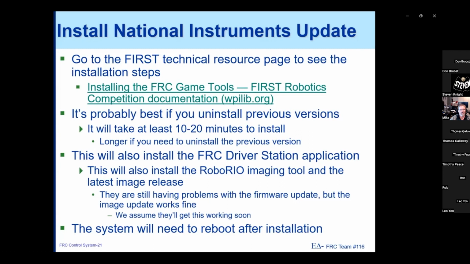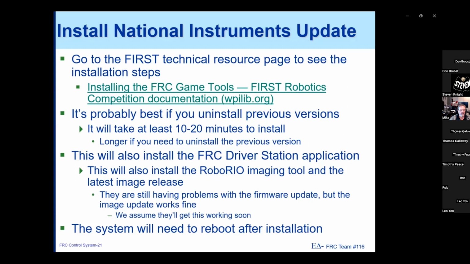And then it's probably best if you uninstall any previous versions. Let's say you have an old laptop from last year. You'll want to uninstall the old National Instruments code first, and then install the new code. This will typically take anywhere from 10 to 20 minutes to install, depending on whether you have solid state drives or rotational drives. And it could potentially, of course, take longer if you have to uninstall the previous version. This will install the FRC driver station application, as well as the RoboRio imaging tool, the modem imaging tool, and bring everything up to the latest release of the firmware.